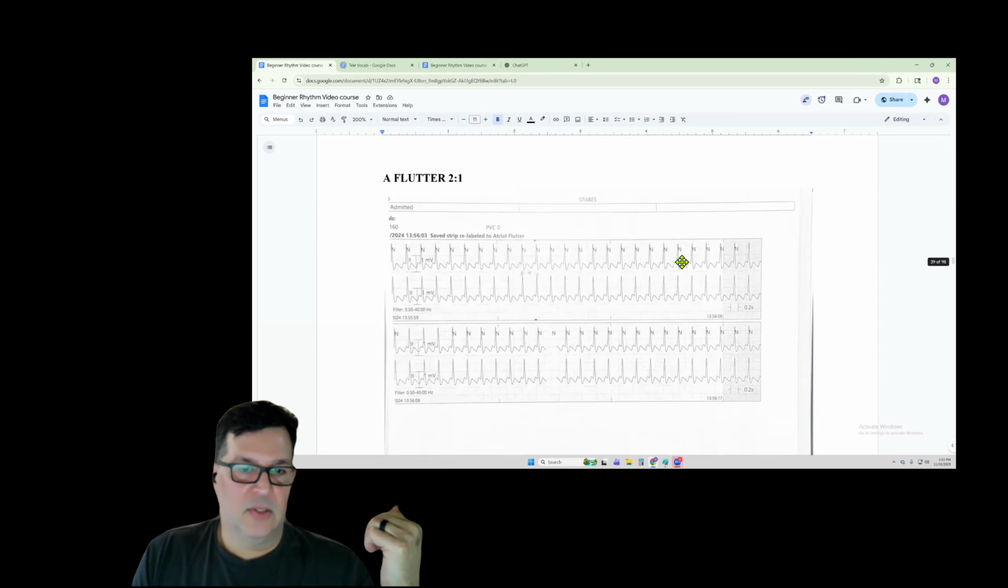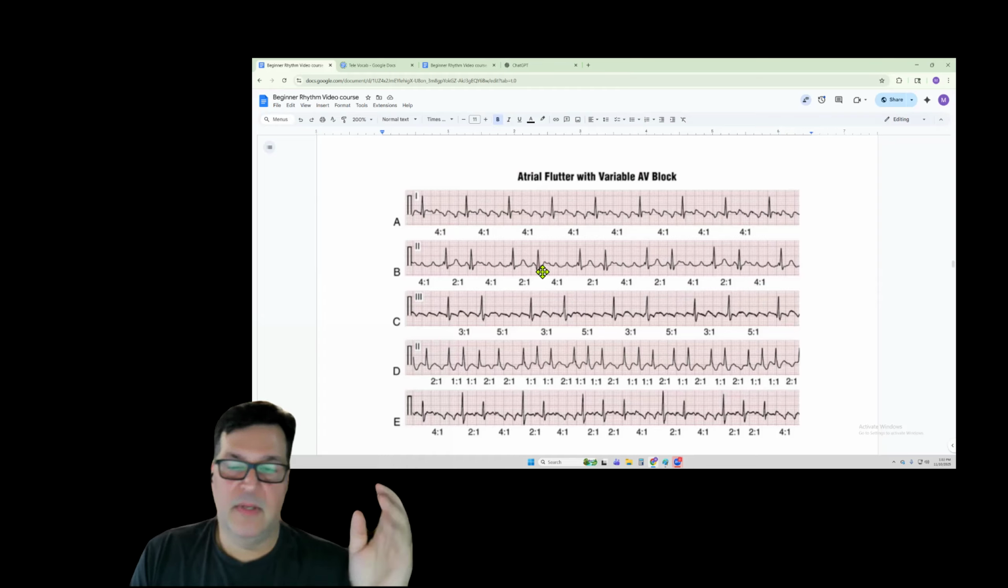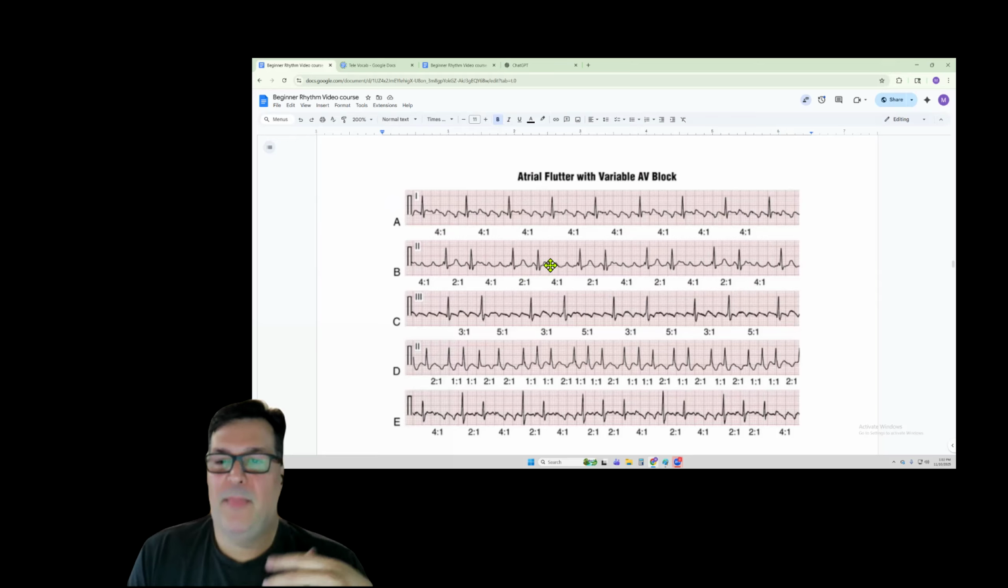There are times, let's just go to this picture down here, you'll have a variable conduction, where up here it's a 4-to-1, and sometimes it'll fluctuate. Like this one is irregular, but there's a pattern to the irregularity. There's grouping, like there's 2 here, 2 here, 2 here. Why is it 2 here? They look like flutter waves, so that's like a 4-to-1. Then there's a 2-to-1, 4-to-1, 2-to-1.